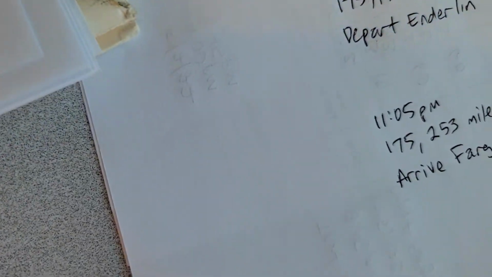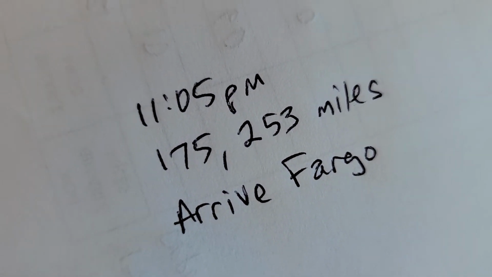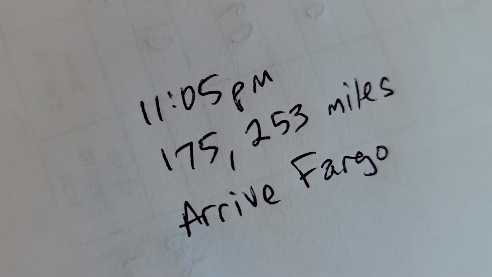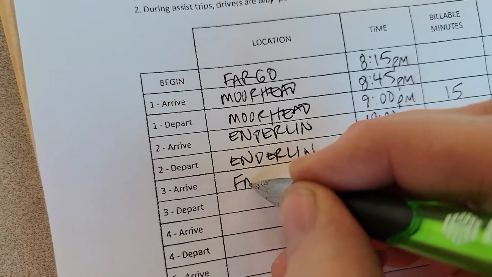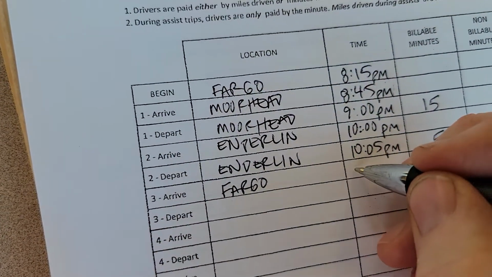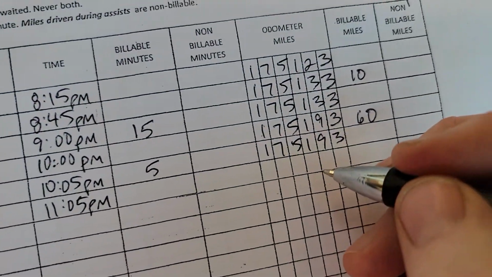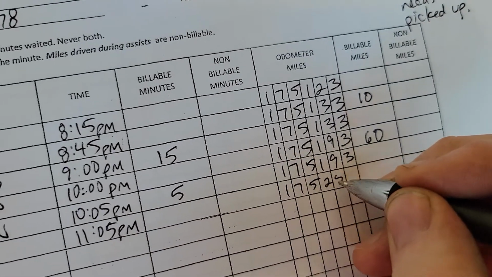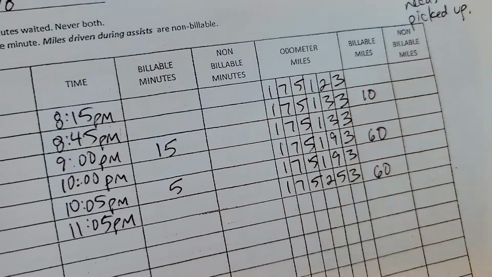Now, after you leave, you're going to put the information that you texted for when you got home. So let's transfer that information over to the trip sheet. The last line is here on the arrive line. You arrived in Fargo at your house at 11:05 p.m. So it took you an hour. And then how many miles did you have when you arrived? 175,253. And this is a distance of 60 miles.